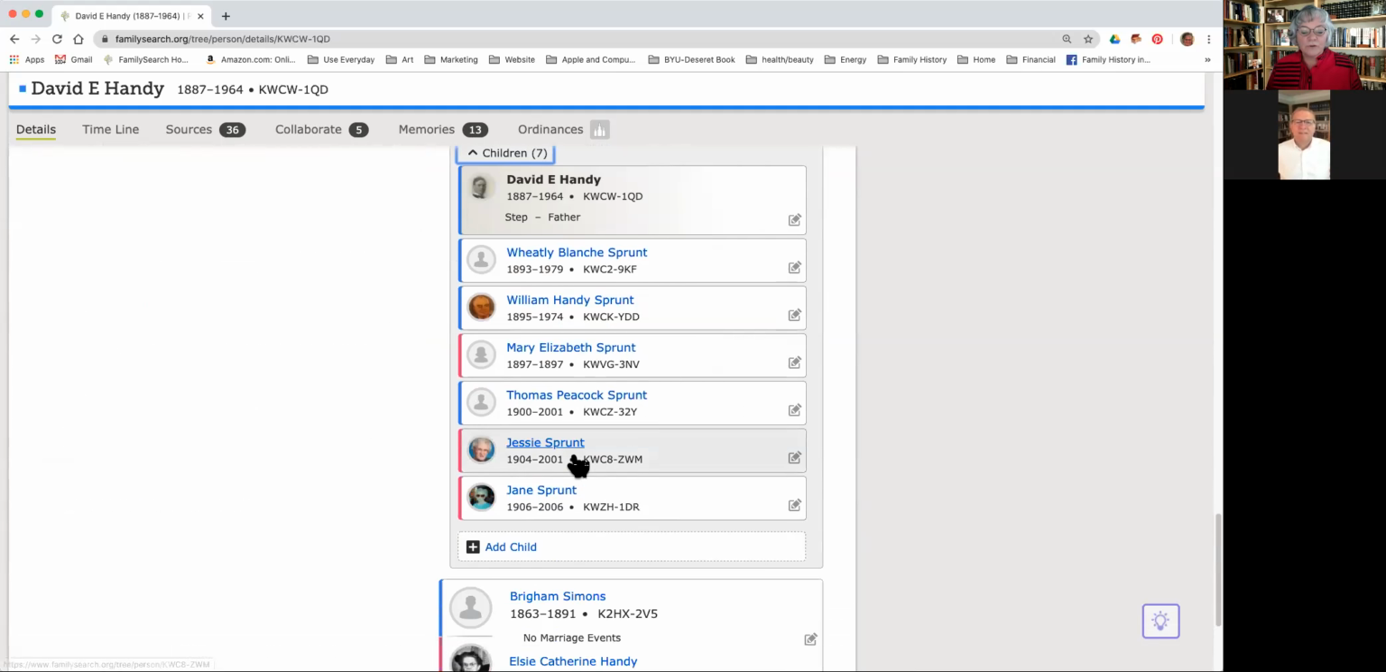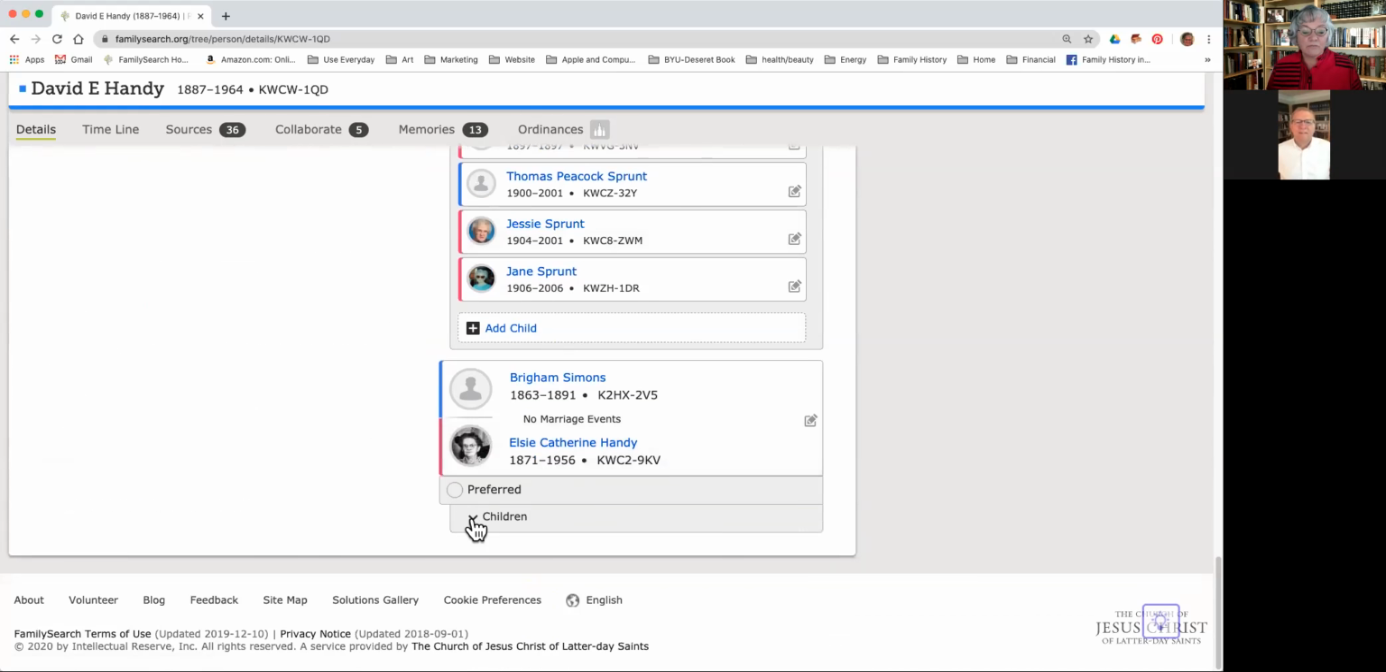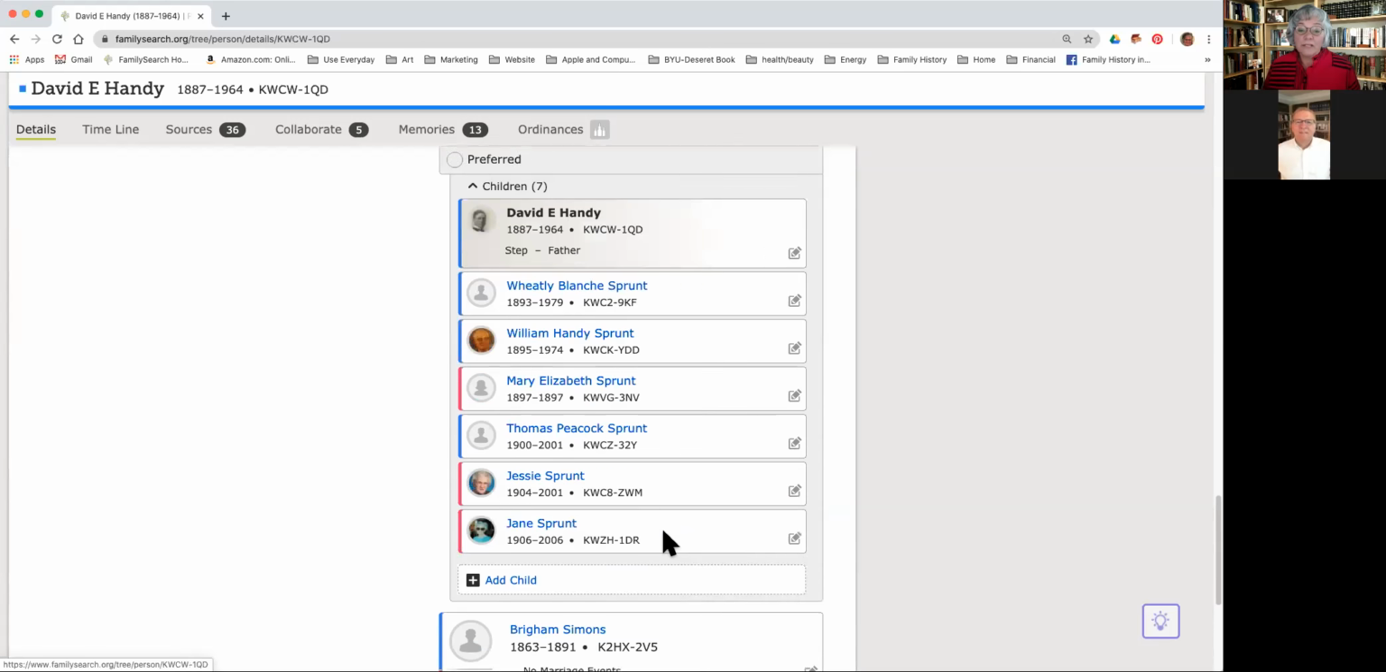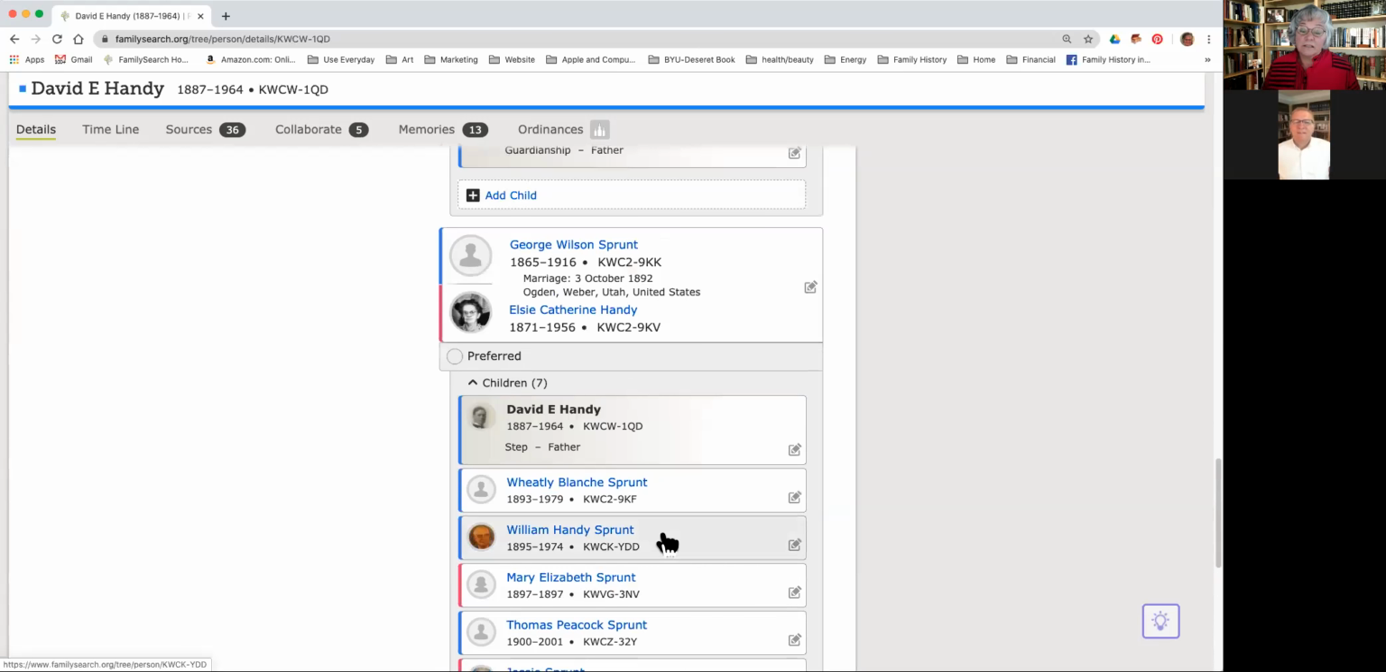We're going to continue scrolling down, and here's another set of parents. David E. Handy is also listed under Brigham Simmons and Elsie Catherine Handy. Notice there is nothing listed according to his relationship to them. The reason that is, is that FamilySearch has a default to biological. And so it would not list it, even though it might be coded in that way. So let me show you exactly how that happens.